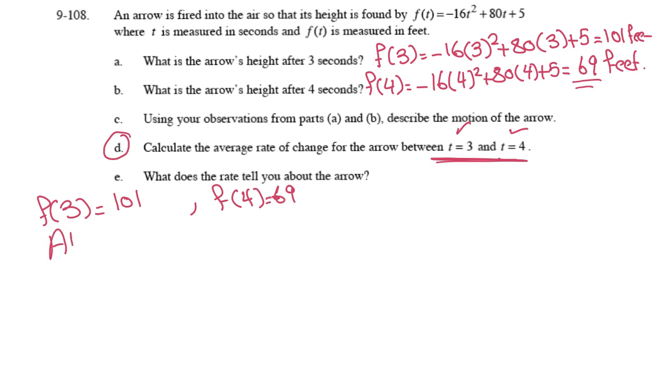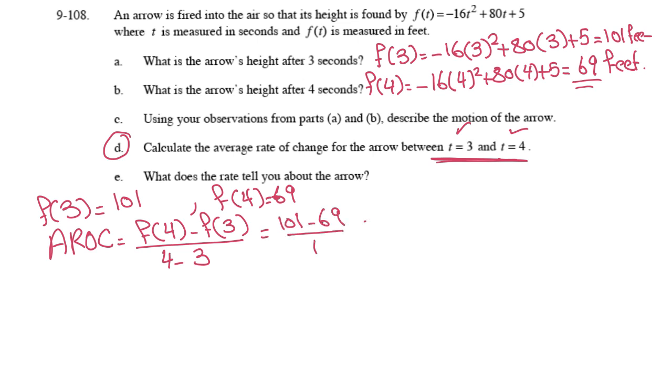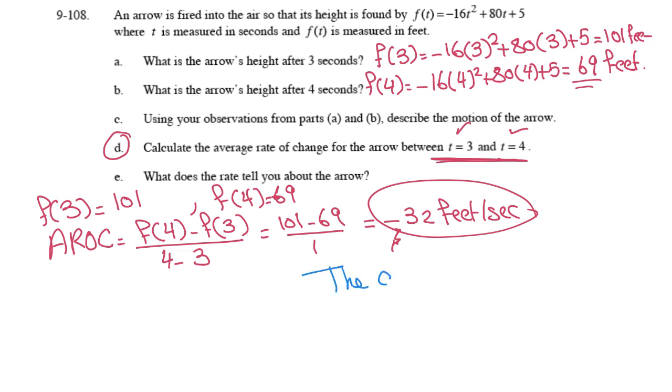If I want to do my average rate of change, it will equal f of 4 minus f of 3, all divided by 4 minus 3. So it's 69 minus 101 divided by 1. And that's equal to negative 32 feet per second. Now, what does this rate tell you about the arrow? So because of the negative sign, it tells us the arrow is falling. So here I can conclude that the arrow is falling.